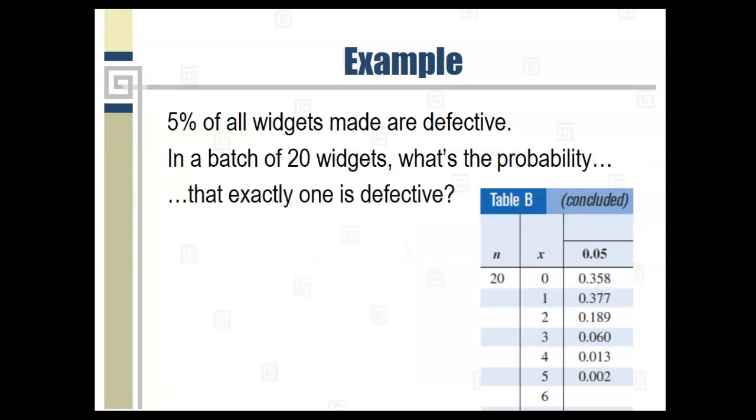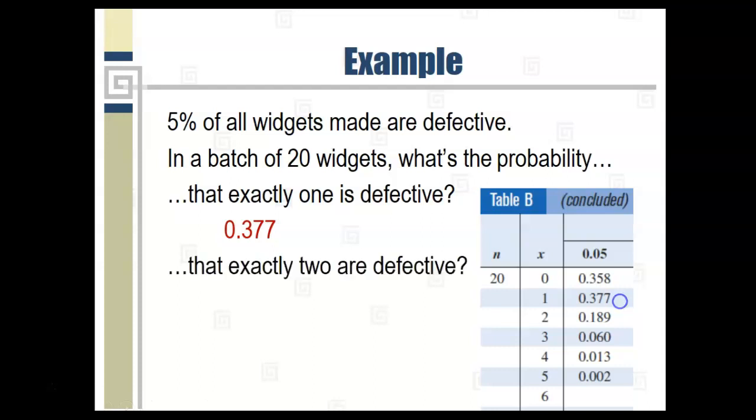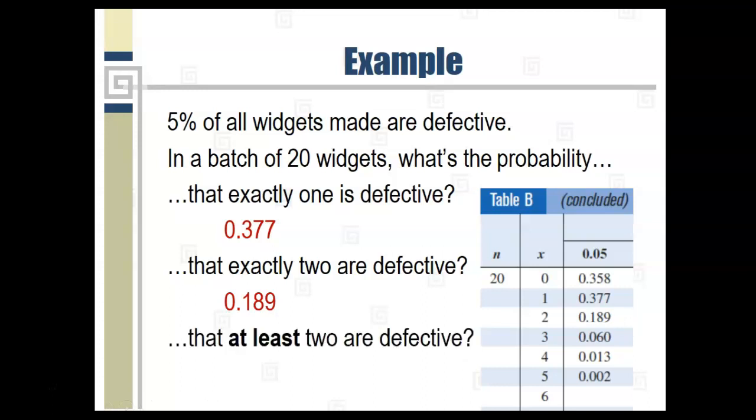Okay, what's the probability that exactly 1 is defective? So same n, same p, but this time x is 1, so the probability would be 0.377. What's the probability that exactly 2 of them are defective? Can you see it on the table? 0.189. What's the probability that at least 2 are defective?